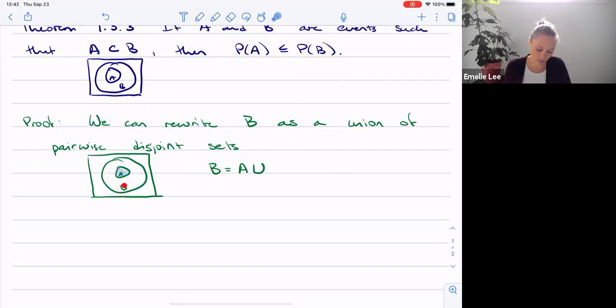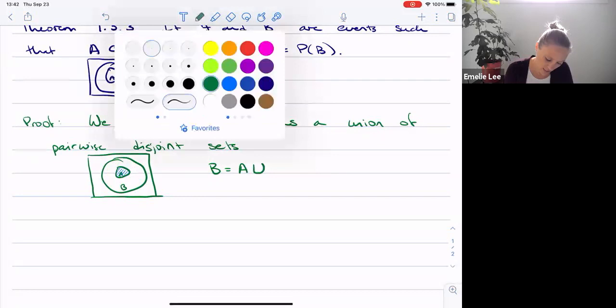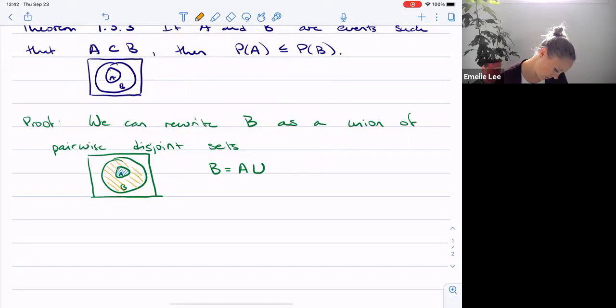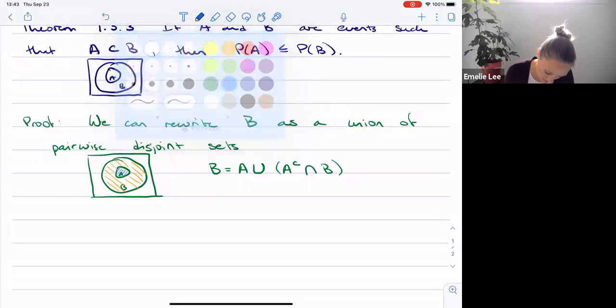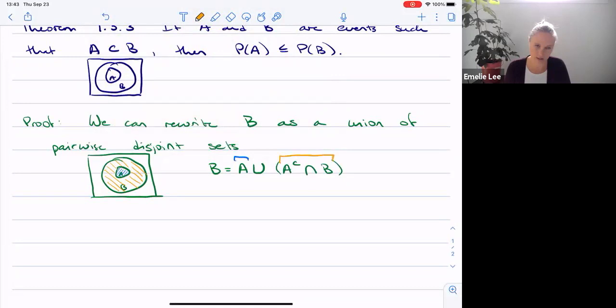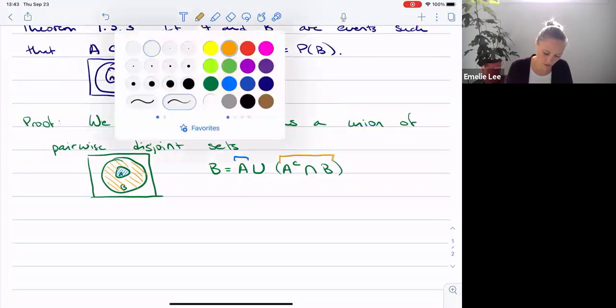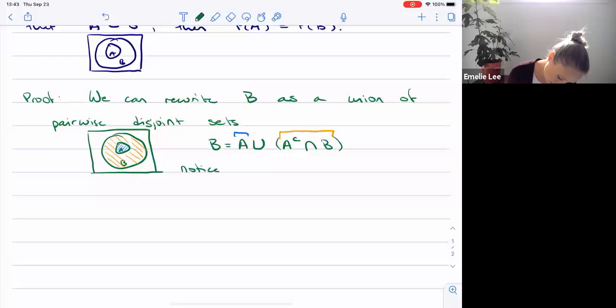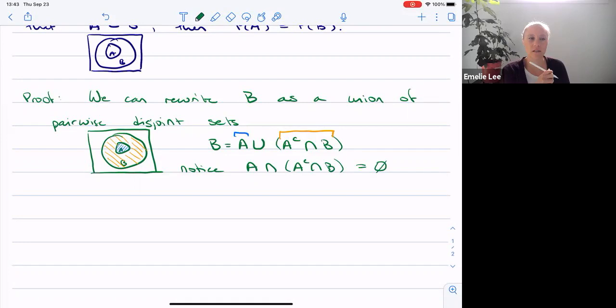So now I want to try to capture everything on the outside here. So now this area would be the area where it's not A, because that's already been taken care of. So not A and in B. So that's going to take some practice. Not A and B. This is the blue area, and this is the orange area. Notice that there's no overlap here. So notice A and not A and B is the empty set.